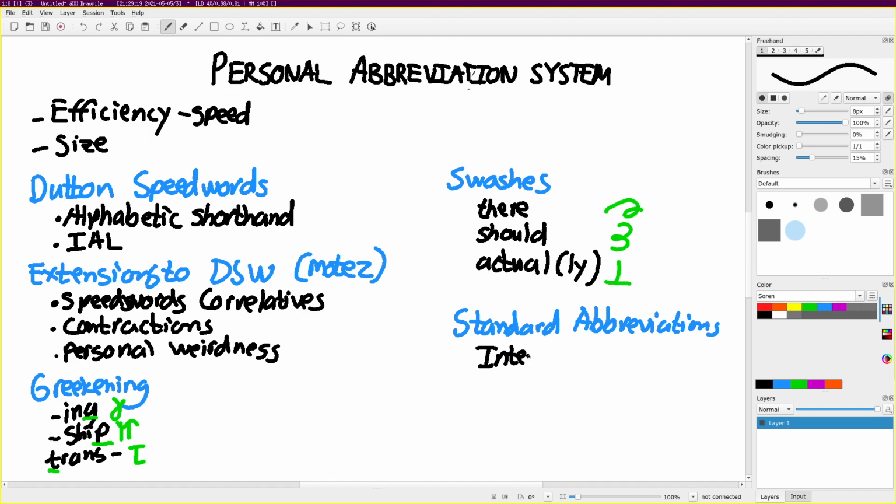One of the problems with Dutton Speedwords now is that it came out before any of the tech stuff, so there's not really any words for tech stuff in it, and they're kind of hard to form. So that's IN, or what are some other ones? I often use write in any of its forms as RT.